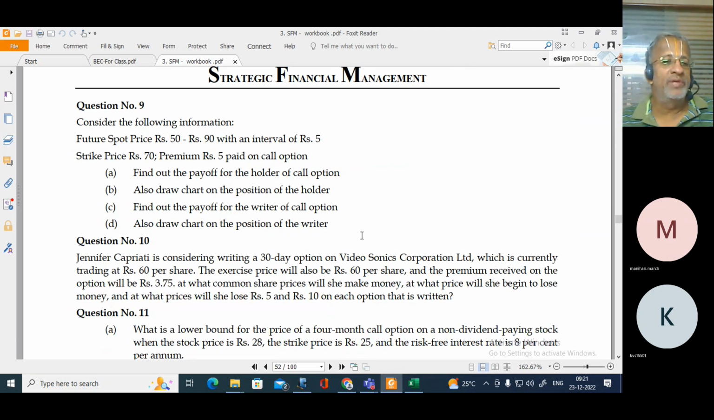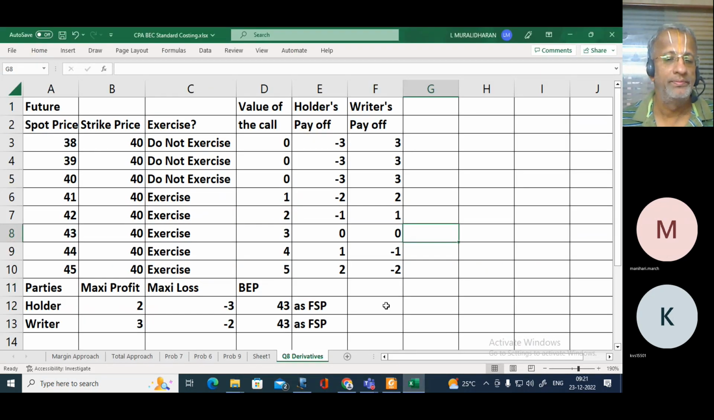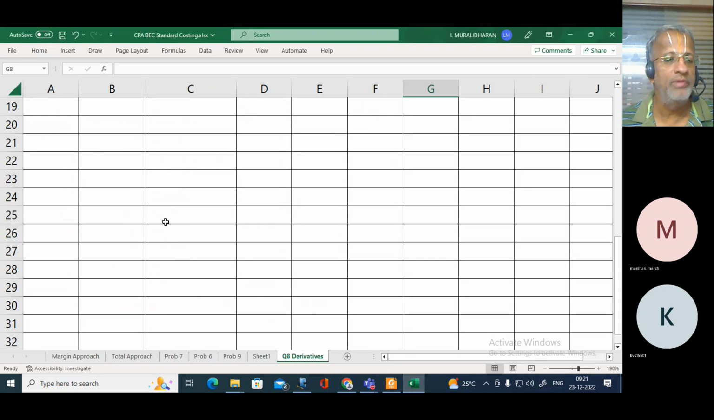Consider the following information. Future spot price 50 to 90 with an interval of 5. Strike price is 70. Premium is 5 paid on call option. Find out the payoff for the holder of call option. Also draw chart on the position of the holder. Find out payoff for the writer of call option. Also draw chart on the position of the writer. How do we do that?